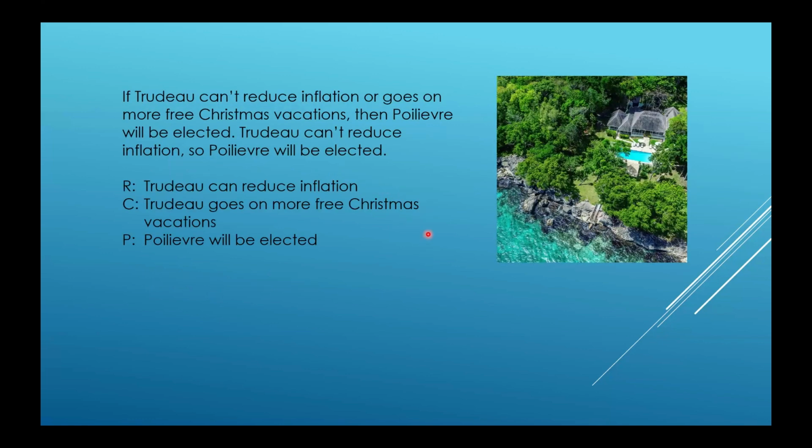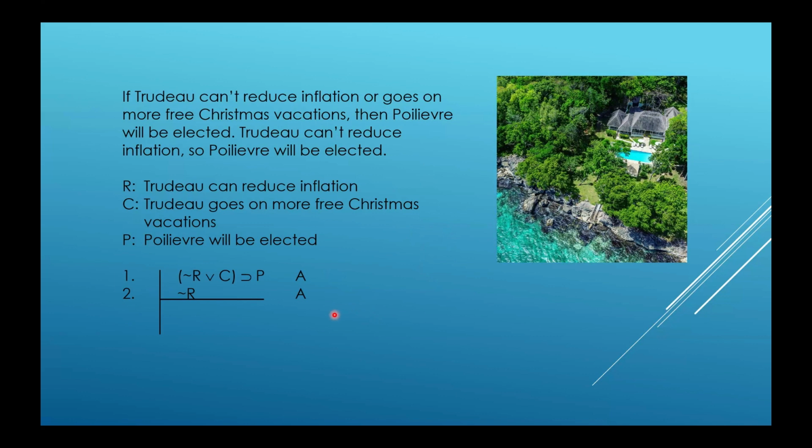So, for example, you have this argument. If Trudeau can't reduce inflation or goes on more free Christmas vacations, then Poilievre will be elected. Trudeau can't reduce inflation, so Poilievre will be elected. This video apparently just turned into Western Alienation 101. So here's our symbolization key. This is the argument in standard form. Here's how the derivation will start off.